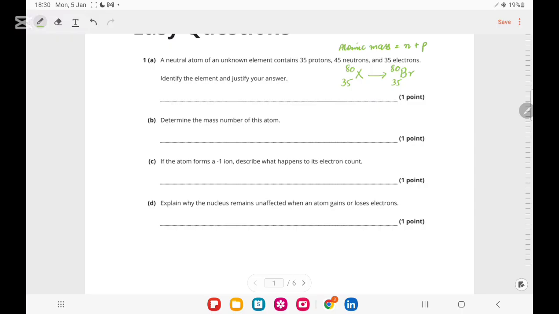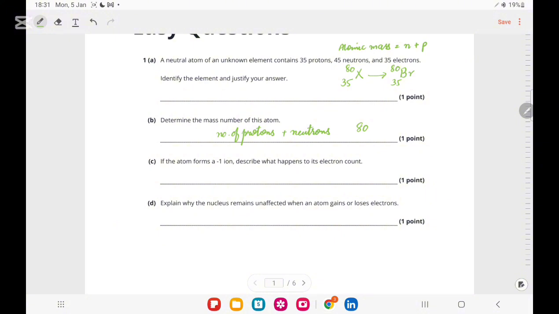Define the mass number of an element. The mass number of an element represents the number of protons and the number of neutrons. So mass number represents the number of protons plus neutrons, and the mass number of this element is going to be 80.